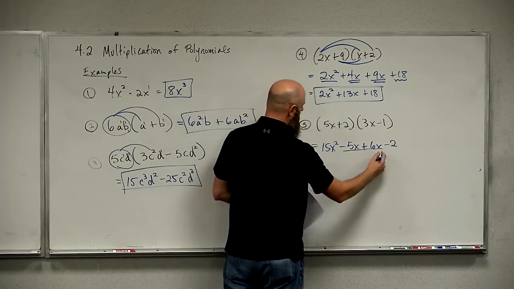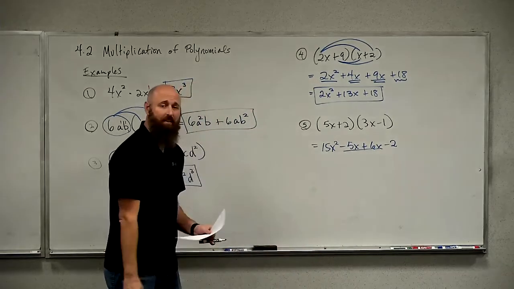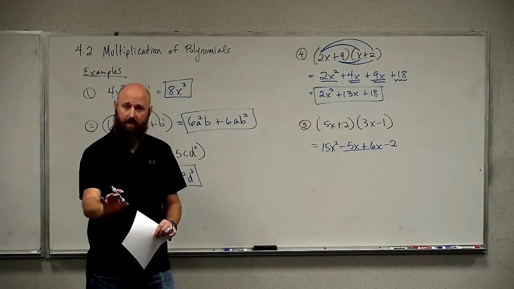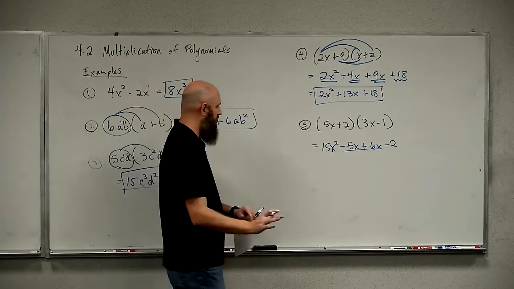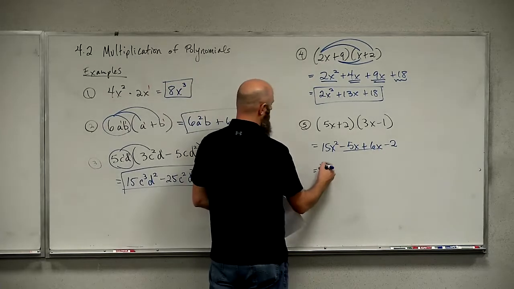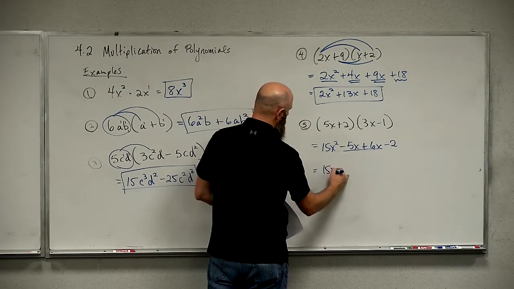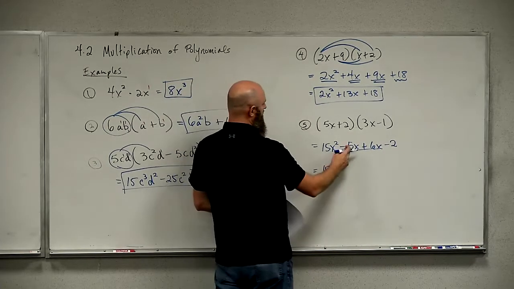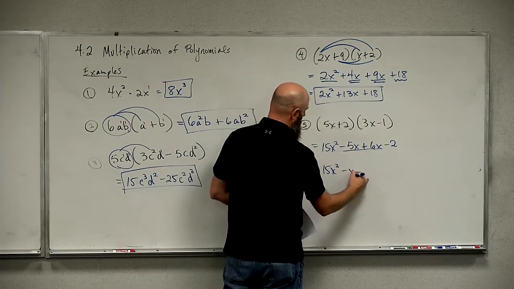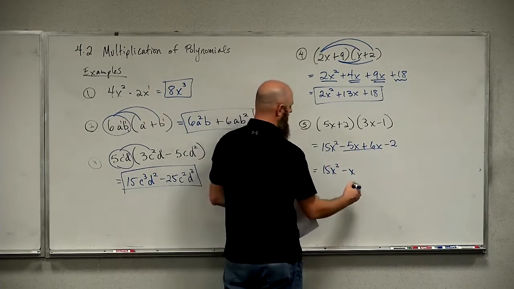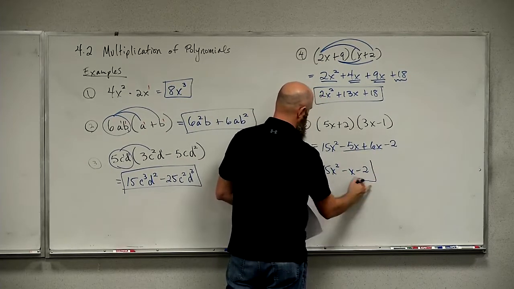Now again, I can see in the middle here, which is typically if you're going to have a like term where it's going to be, not a guarantee, but that's probably where it's going to be. We can combine those. So 15x squared, negative 5 plus 6 is a negative 1x, or just negative x, and then minus 2.